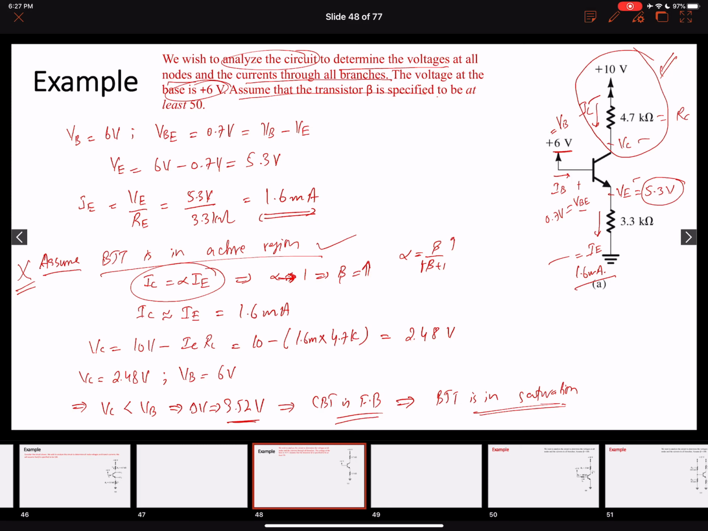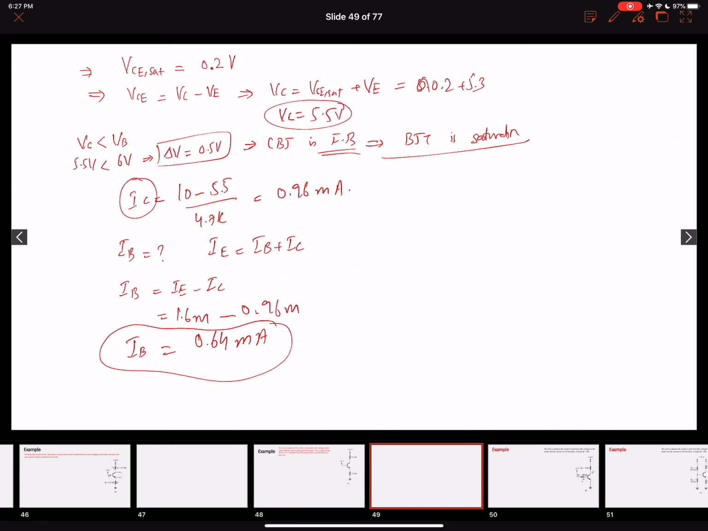Let's also see what is the value of the beta here, since we were not given the value of the beta. So the beta forced is the value of the beta, common emitter gain, in the saturation mode, which would be equal to IC over IB. The collector current is 0.96 milliamperes, and the base current is 0.64 milliamperes. So once we divide these two values, the value of the beta that we got is 1.5. Now you can see that the forced beta equals 1.5.